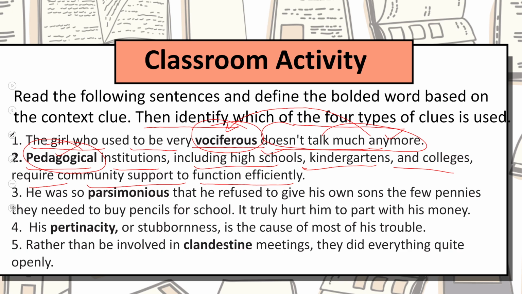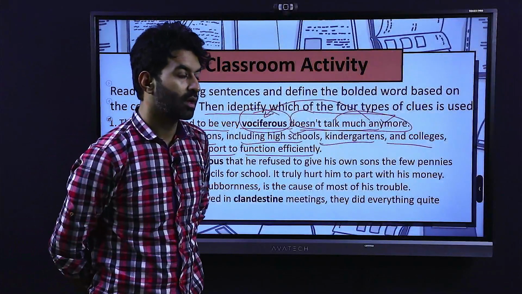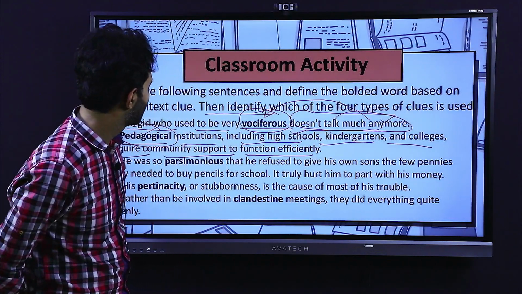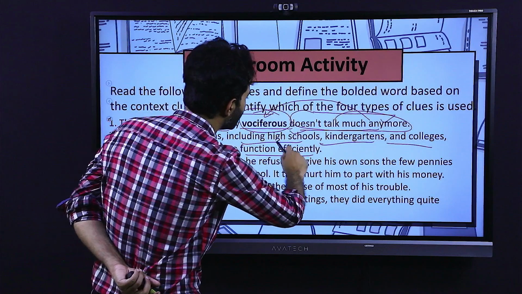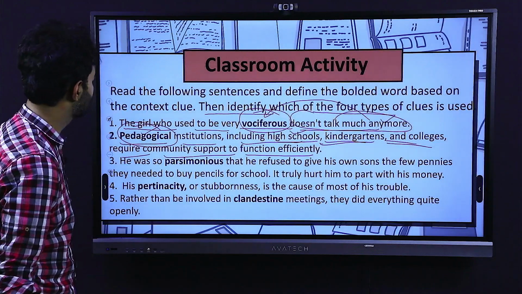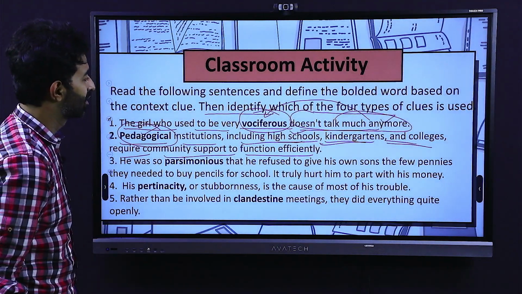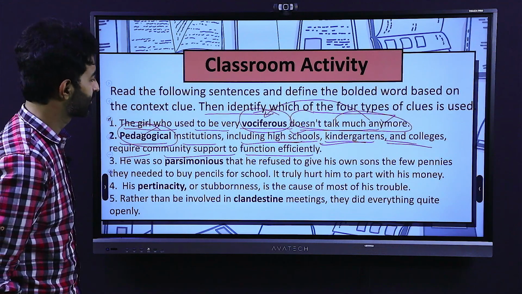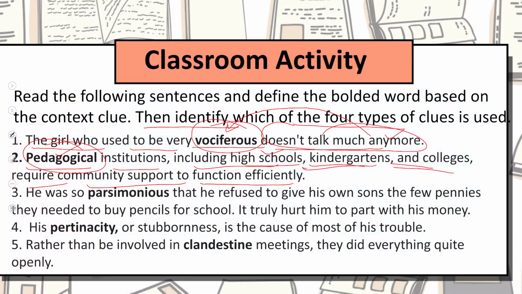Now, how did we reach the meaning? With what context clue? Example. See, all these are examples, right? High school, kindergarten, colleges. Do you get the point? Yes, sir. We reached it through examples. There's no synonym. There are these examples: high school, kindergarten, colleges. That's how we reach the meaning of pedagogical.